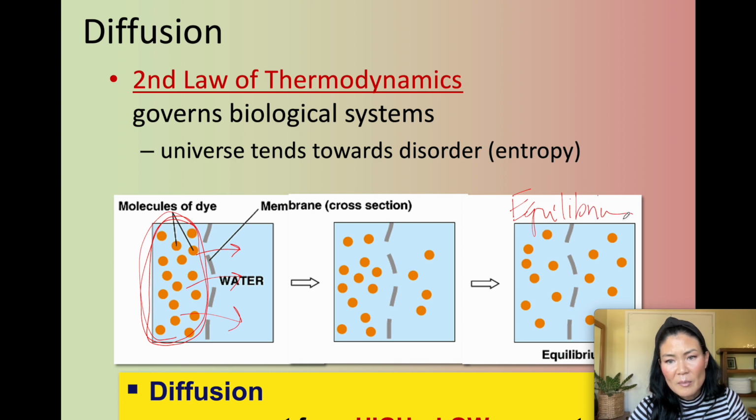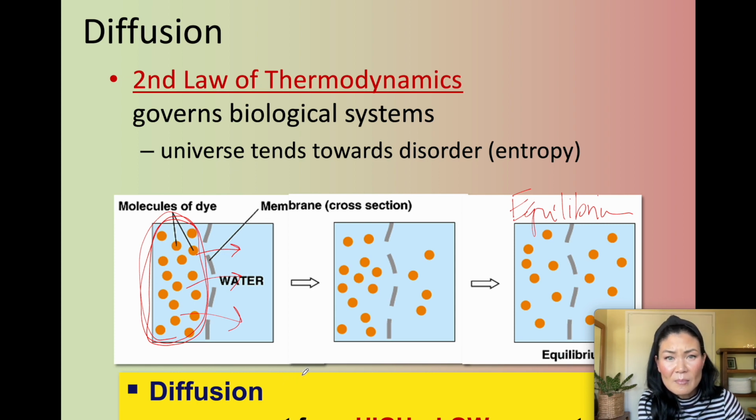You know, equilibrium means equal, right? Equilibrium is when all the molecules are spread out and moving around. We went from order to disorder, scattered, okay? So diffusion is movement from high to low concentrations. Diffusion is movement of molecules from high to low concentration.